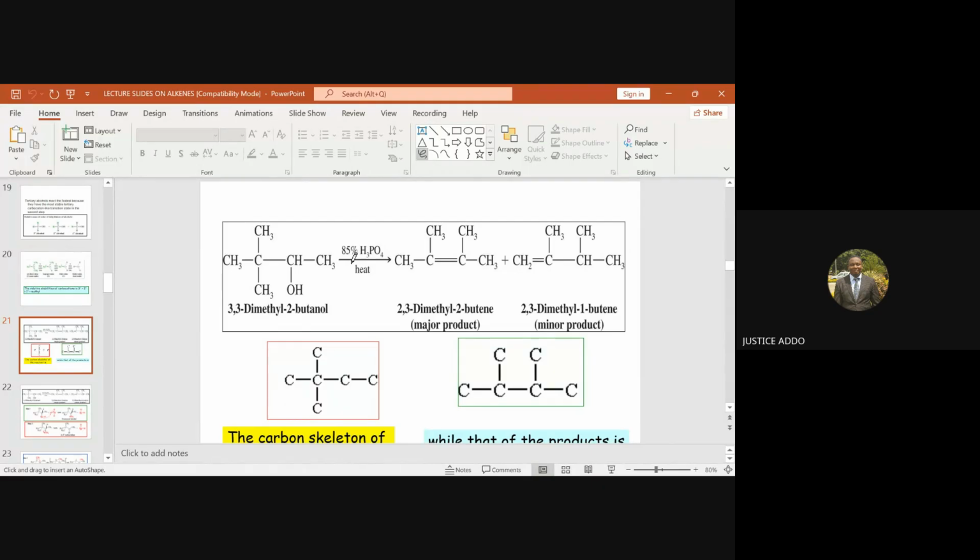Now, there is something we call the Wagner-Meerwein rearrangement. Don't be frightened by the name. I'll do my best to see if I can explain certain things.